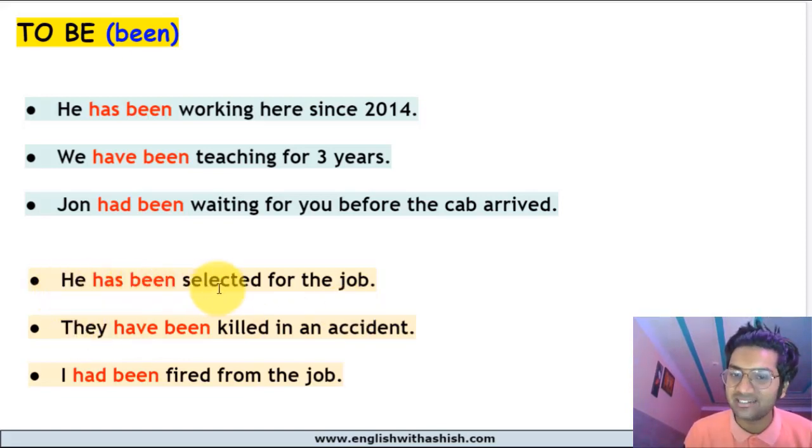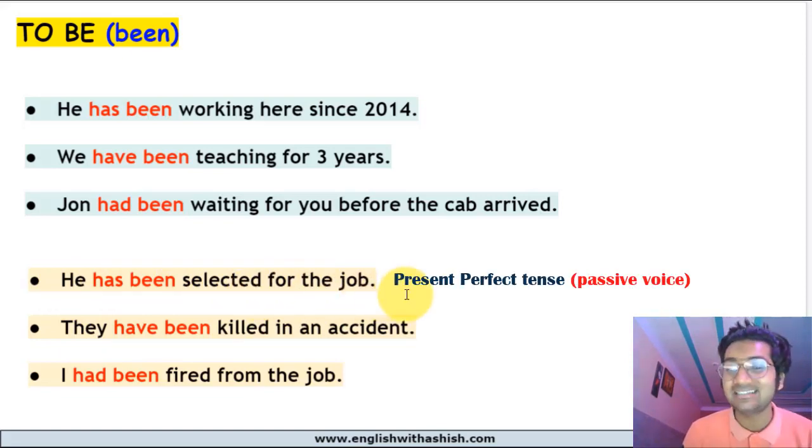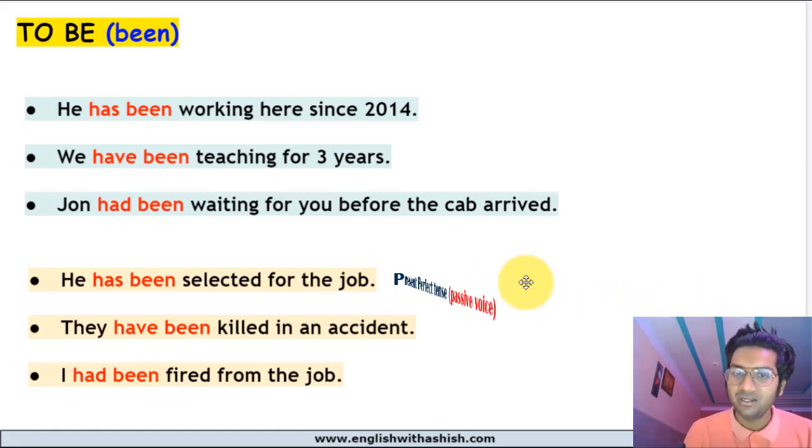He has been selected for the job. This is present perfect tense, passive voice. Somebody has selected him for the job. We're not talking about the person. We don't even know who that person is. He has been selected for the job. So, present perfect tense, passive voice, has been selected.